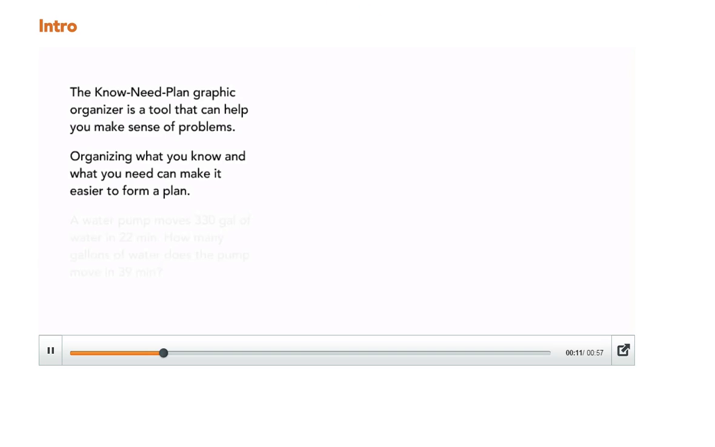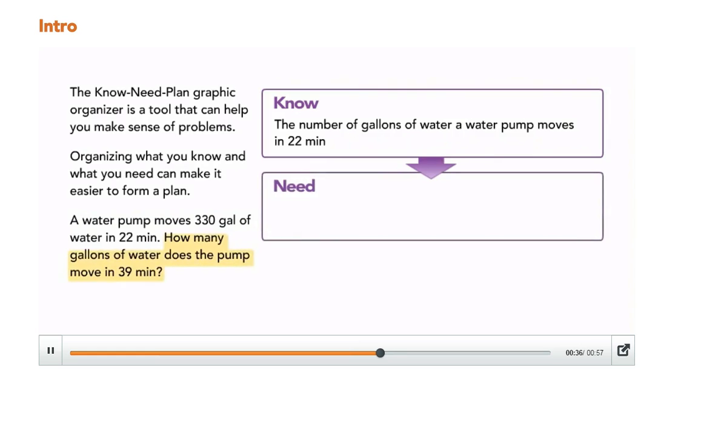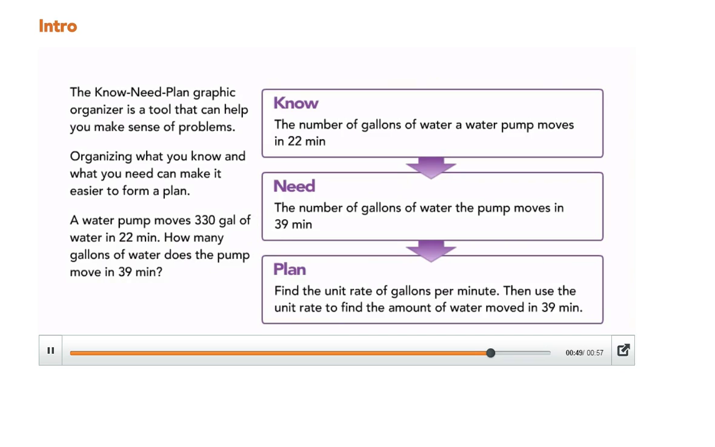You know that a water pump moves 330 gallons of water in 22 minutes. You need to find the number of gallons of water the pump moves in 39 minutes. Now, make a plan. Find the unit rate of gallons per minute. Then use the unit rate to find the amount of water moved in 39 minutes.